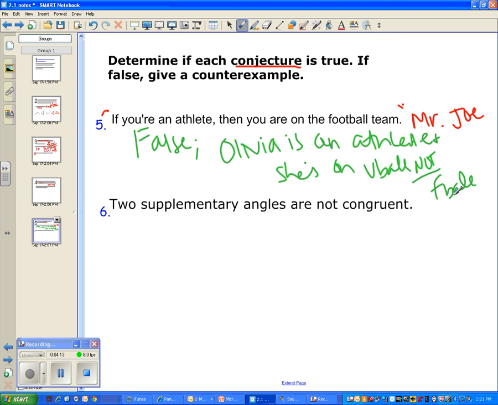So that was kind of an obvious one. Go ahead and try number 6. Two supplementary angles are not congruent. Think about whether or not you think this is true or false. If it's true, cool. If it's false, give me a counterexample.